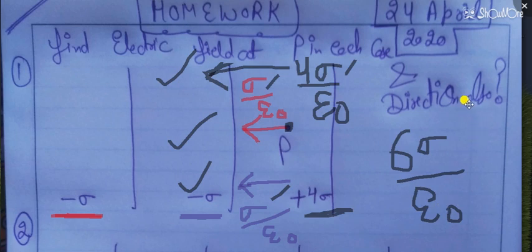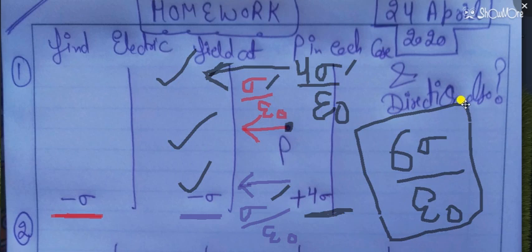Students, this will be the final answer for the resultant electric field at point P, and its direction will be towards the left. So the resultant electric field is also in this direction, the left direction. I hope this question is clear to you. If it is clear, then you can take the screenshot, please. Moving to the next question.